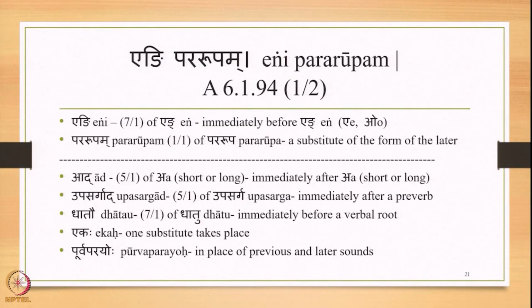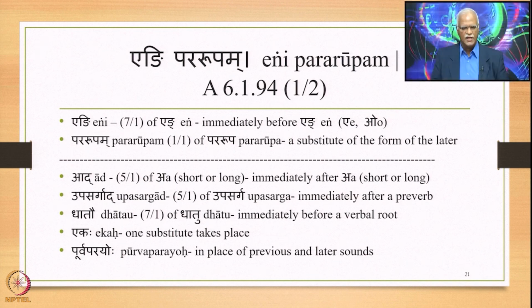The interrelation between 6188 and Engi Pararupam 6194. What is Engi Pararupam? Engi Pararupam has got two words, Engi and Pararupam. Engi is 7/1 of Eng. This means immediately before Eng, and Eng means A and O, capturing the sounds in the third Pratyahara Sutra, Eong. Pararupam is 1/1 of Pararupa, meaning a substitute of the form of the latter.